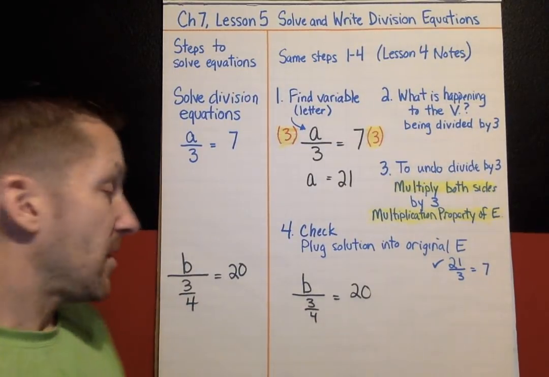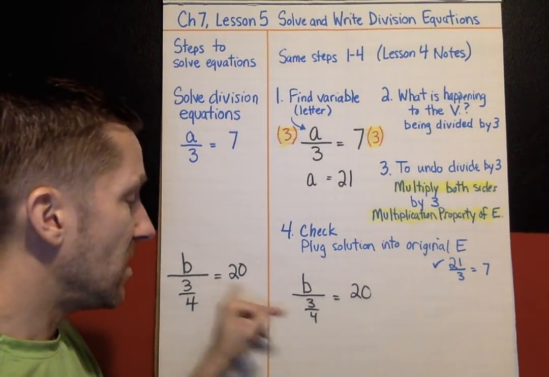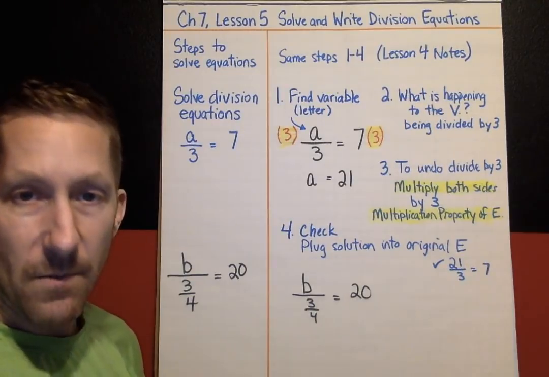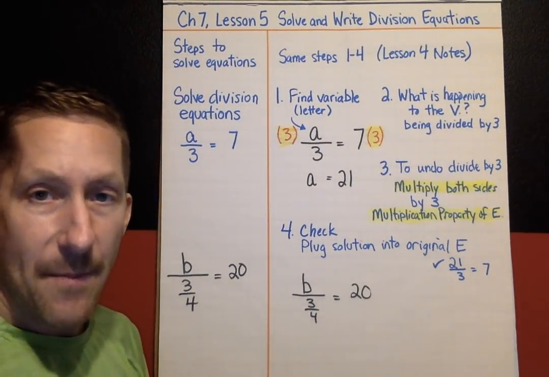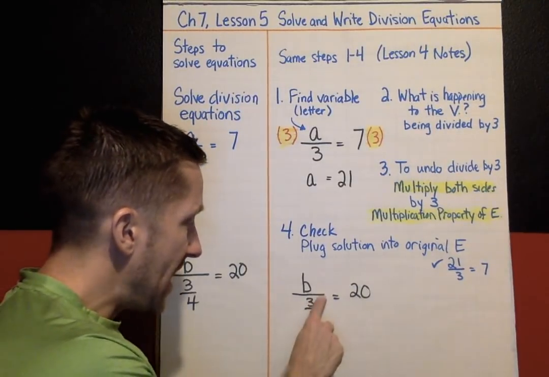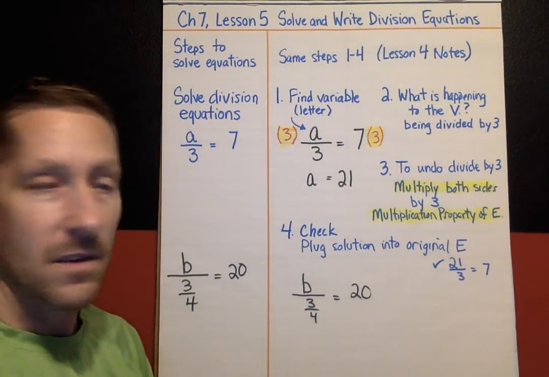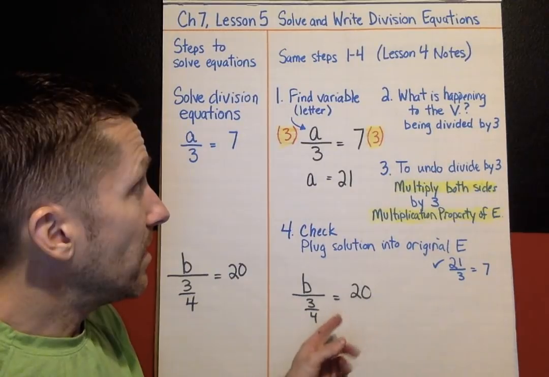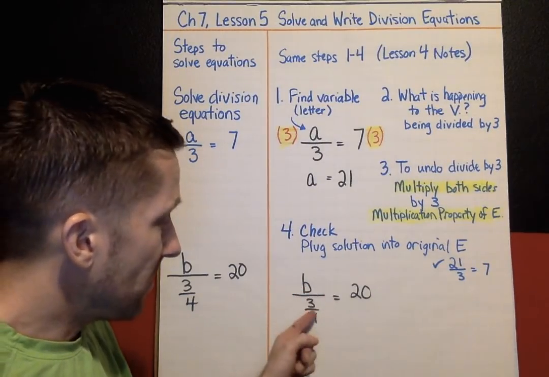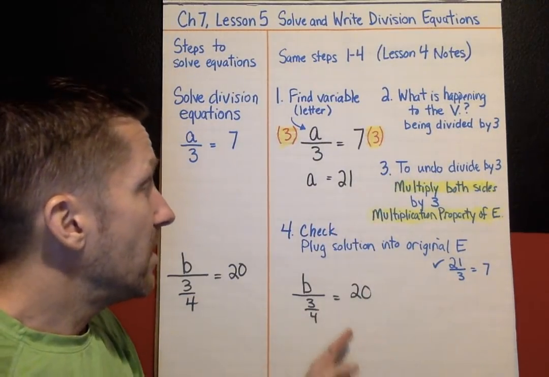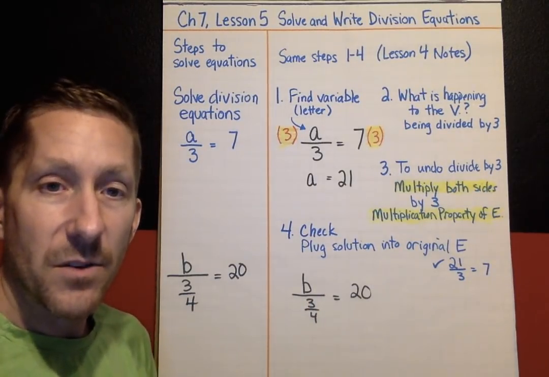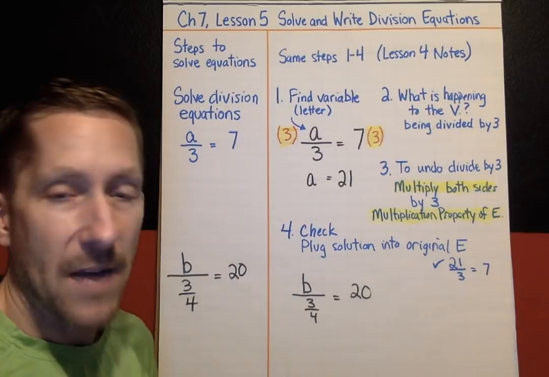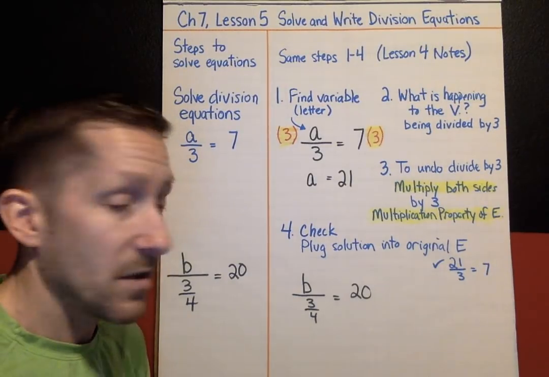All right, let's walk through our steps with this equation right here. Number 1, what's the variable? Variable is b. Step 2, what's happening to the variable? It's being divided by 3/4. Step 3, we are going to undo divide by 3/4. How do I undo dividing by 3/4? I'm going to multiply by 3/4.